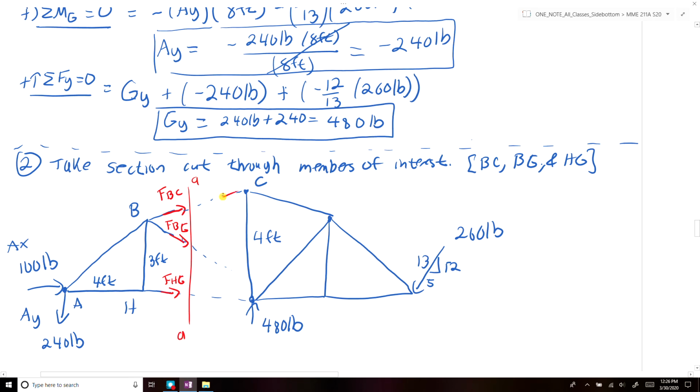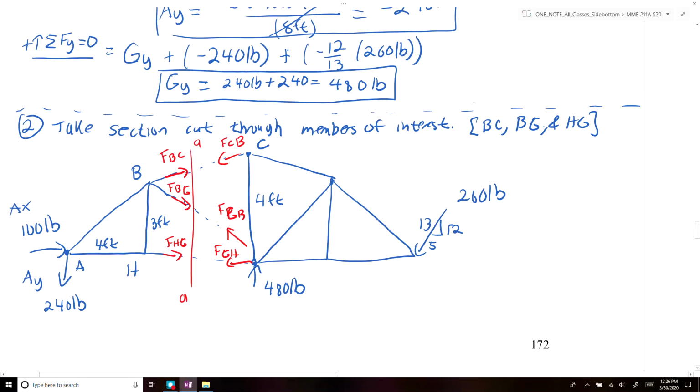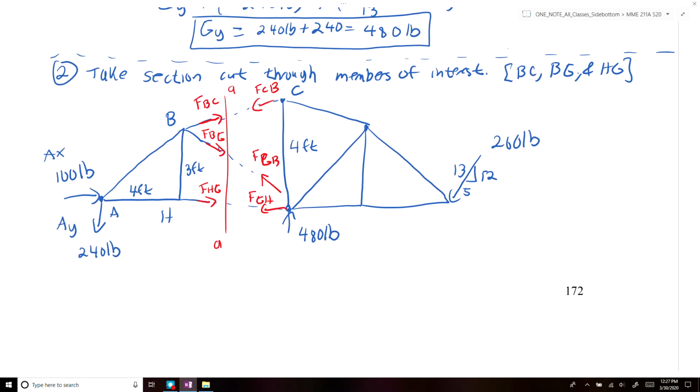And then on the right-hand side of our section cut AA, we would have equal and opposite forces: the force that would go from point C to point B, the force from point G to point B, and the force from point G to point H. So FBC is equal and opposite of FCB. FBG is equal and opposite of FGB. FHG is equal and opposite of FGH. If you added the internal forces together, you would get no net force, and we'd end up with our original truss.